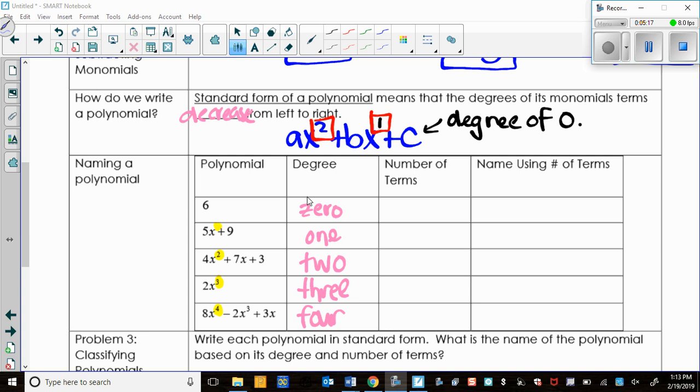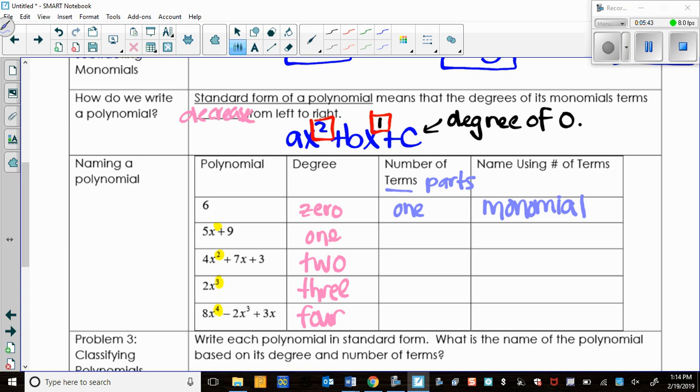Okay, so now I'm going to go ahead and talk about the number of terms. When you're talking about terms, you're thinking of different parts. So how many parts are part of this polynomial? For the first one, there's really only one part. There's only one number, so we're going to call that a monomial. Monomial means only one term.